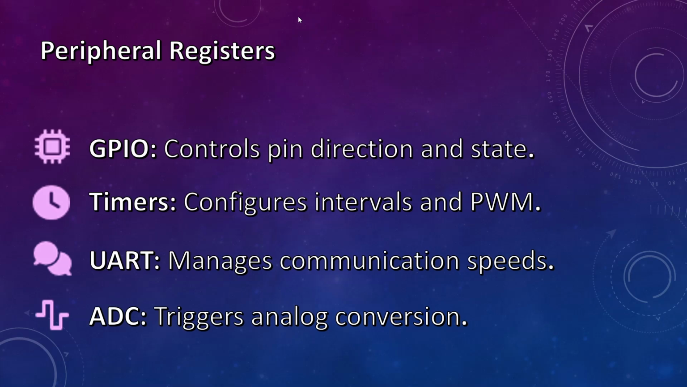GPIO stands for General Purpose Input and Output. The GPIO peripheral needs to know: should the pin be an input? Should it be an output? It should be high or it should be low. All of these settings are controlled through resistors.